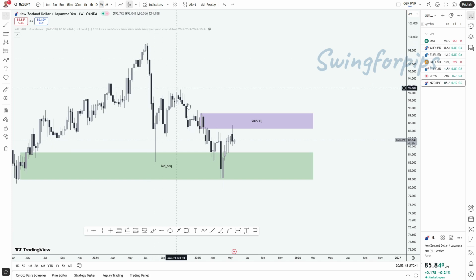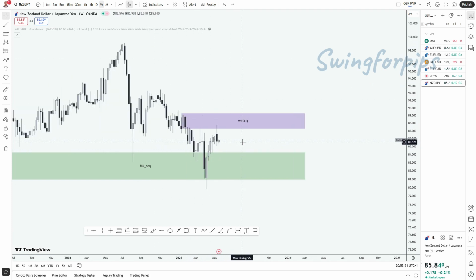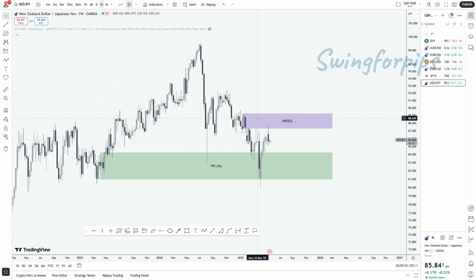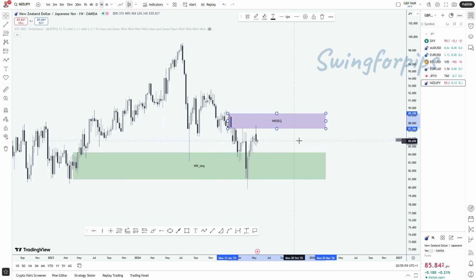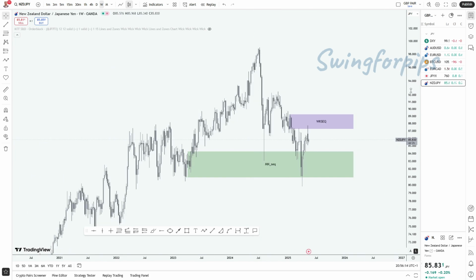Okay, it has broken this momentum trend line. However, we also needed to eliminate this zone right here for us to continue bearish on the upside. So right now the NZD JPY is actually on a bullish consolidation because, one, it has broken the bearish momentum trend line. However, we needed to come and eliminate this zone right here. So it is in a bullish consolidation.